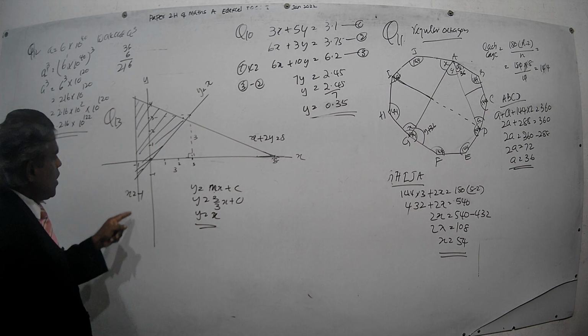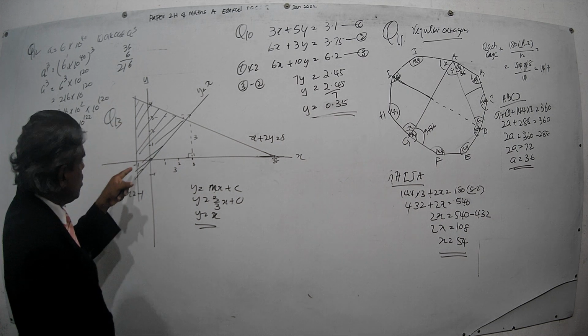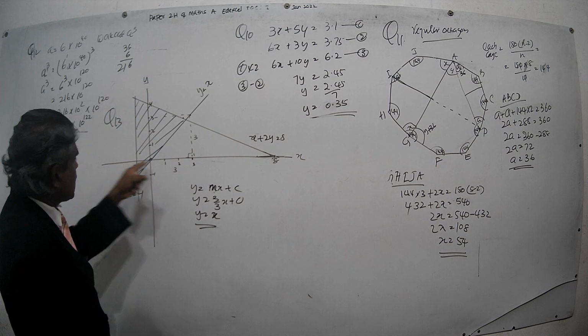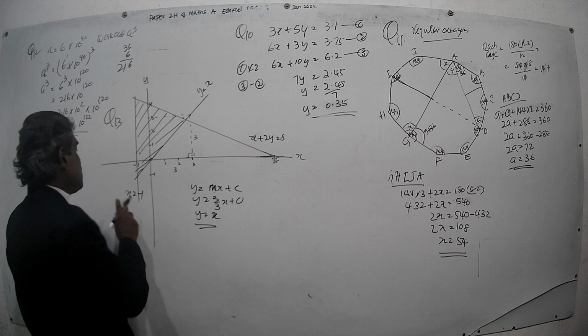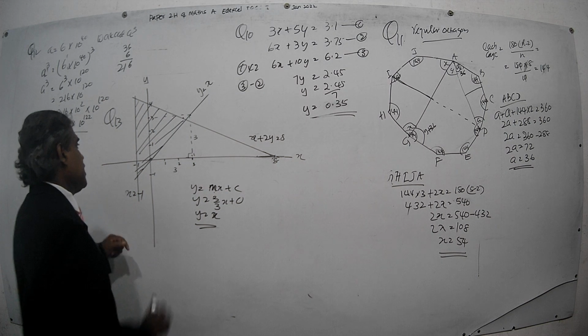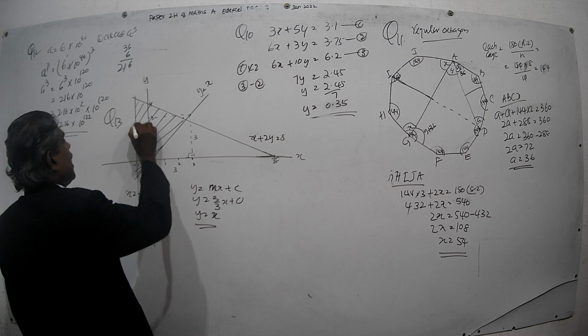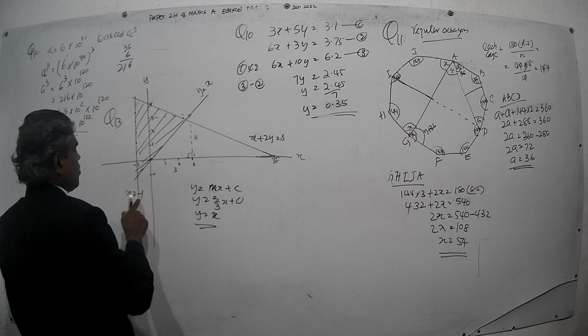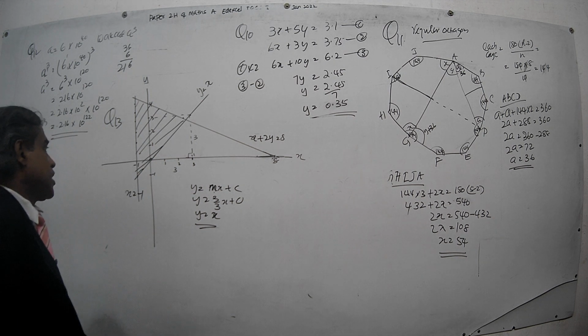Here this line is a straight line passing through -1 on the x-axis, parallel to the y-axis. Therefore, this straight line is x equals -1, because at any point the x coordinate is the same, -1. That's why you put x equals -1 right here.